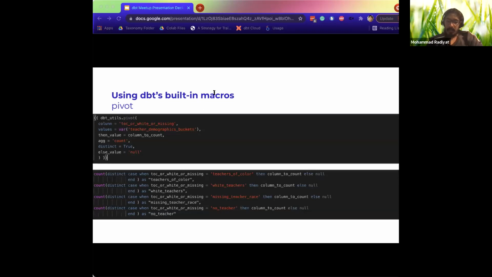And then the pivot macro is another favorite. At the top, you'll see some code from one of our models that uses the pivot macro. And the bottom is what that macro compiles to. Just like an Excel sheet, the pivot macro pivots values from rows to columns. Instead of writing a bunch of case when breaking down metrics by different teacher or school demographics, we just use the pivot macro to do it programmatically.